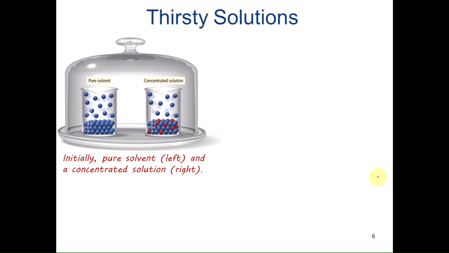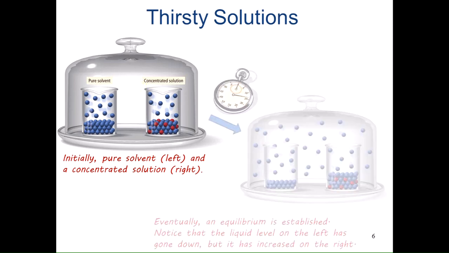An example of this: let's say we had two beakers. One contains a pure solvent, and the other beaker contains a concentrated solution. So we have our same solvent in there, but we've got some other particles in there that are going to lower the vapor pressure. Now this system is a closed system, so we have this dome on top that keeps it closed. Initially we have pure solvent on the left and a concentrated solution on the right.